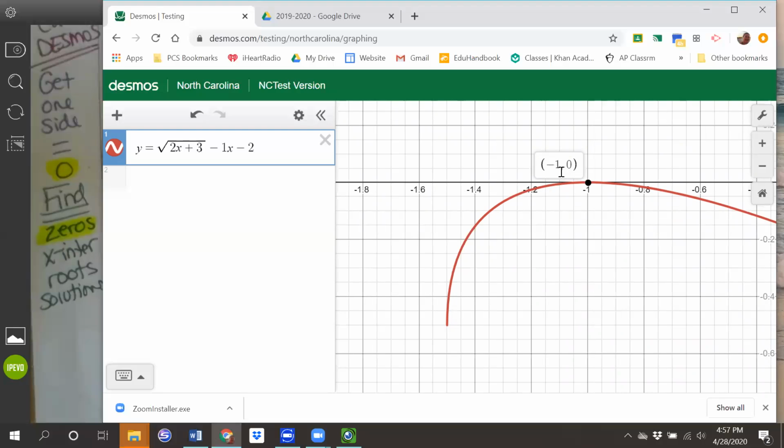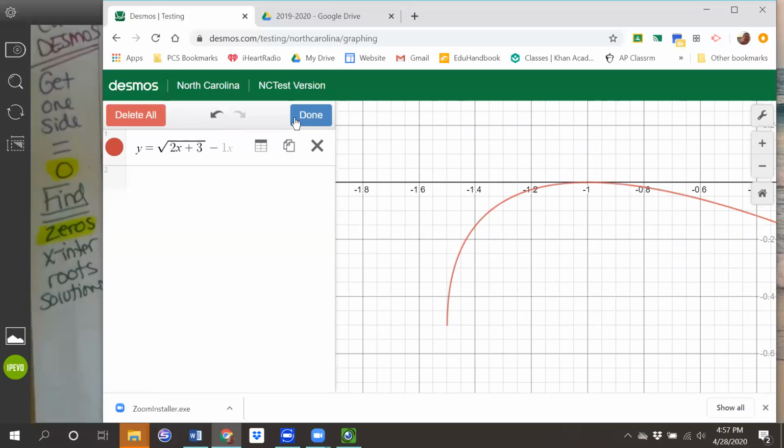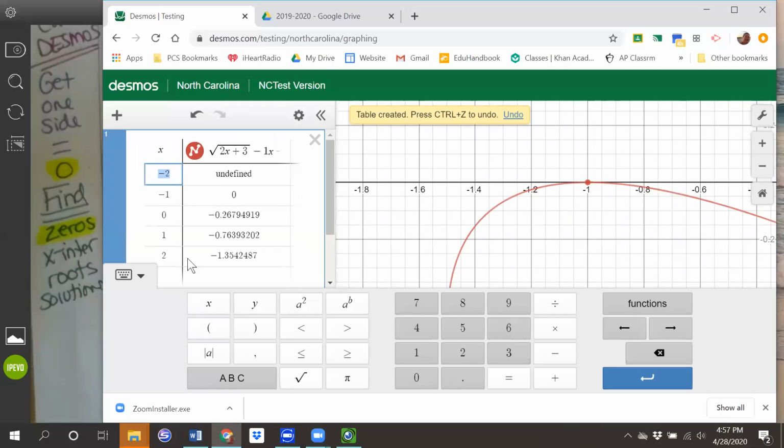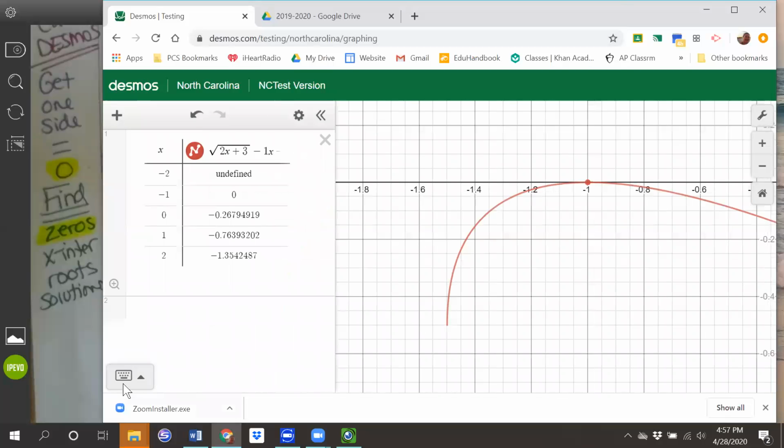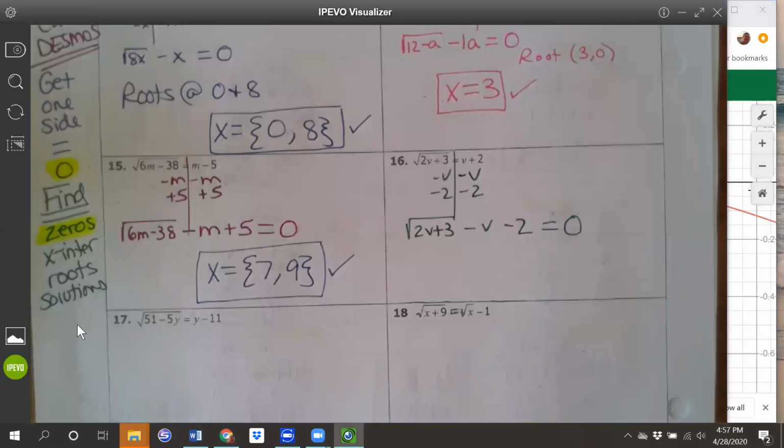Ladies and gentlemen, remember, you can look at a table of values for this. If you go to your gear and say, hey, I don't want to look at the function, I want to look at the table of values, you can see your table of values. So right here at -1, 0, you know that that is going to be your x-intercept. So x is -1.